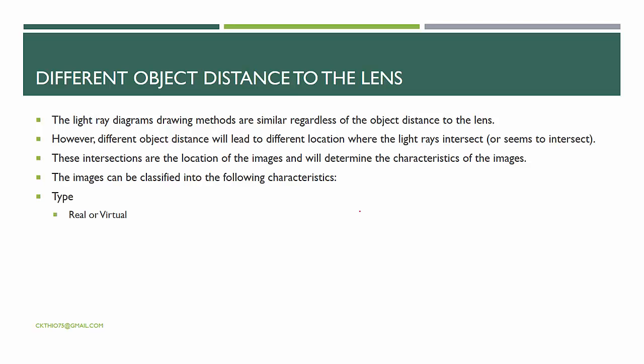Images can be classified into the following characteristics. The type, whether it is a real image or a virtual one. Magnification, whether the image is larger than the object, the same size, or smaller than the object. Then orientation, whether it is upright or inverted.